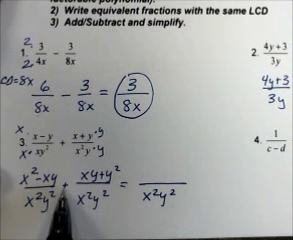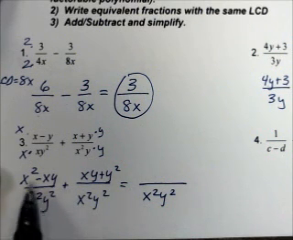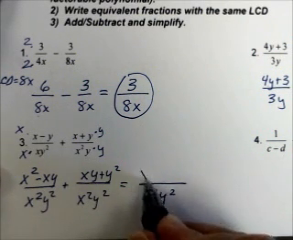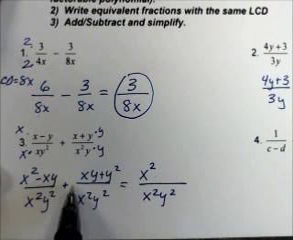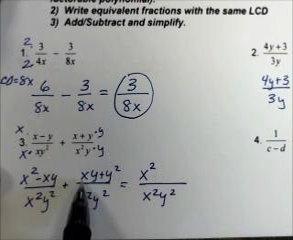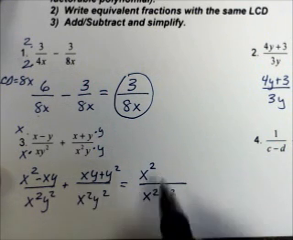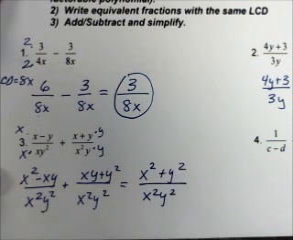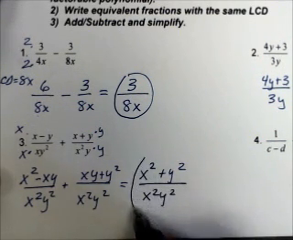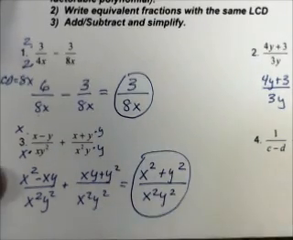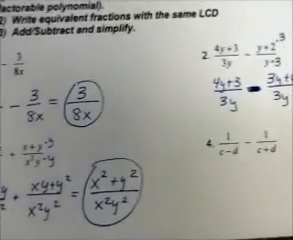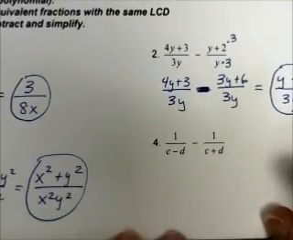And, well, at least we have addition here. So we have x squared, there's no other x squared term. We have negative xy plus positive xy is 0, and then plus y squared. You cannot factor x squared plus y squared. So this expression cannot be simplified. So that's our answer.